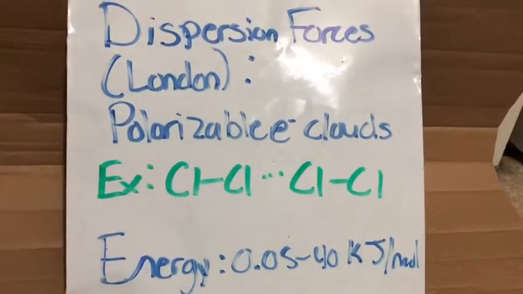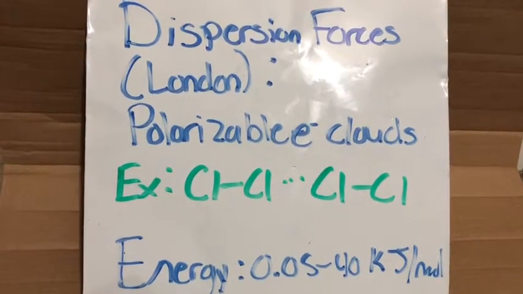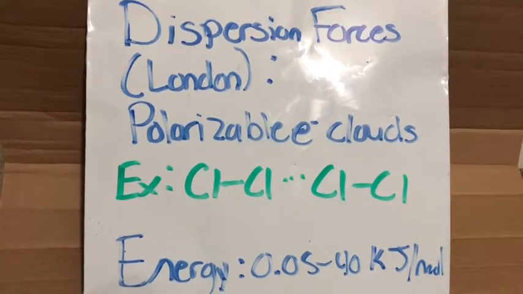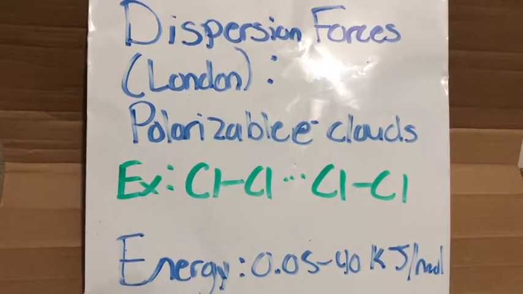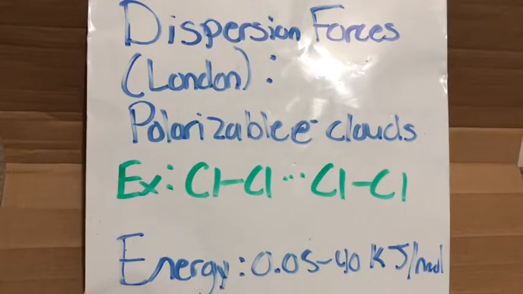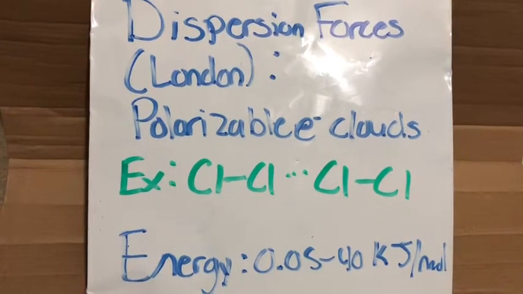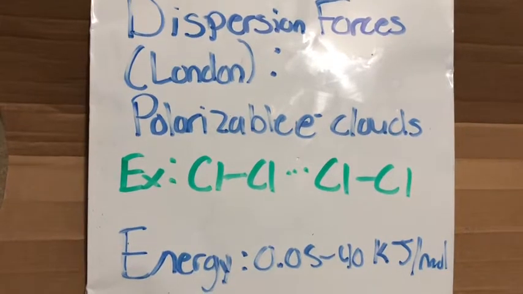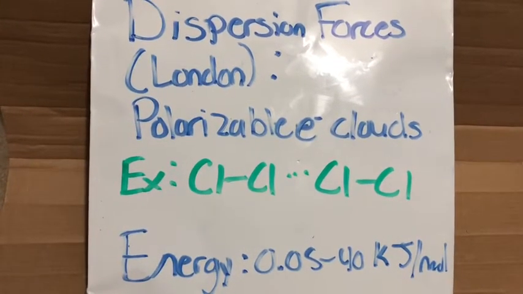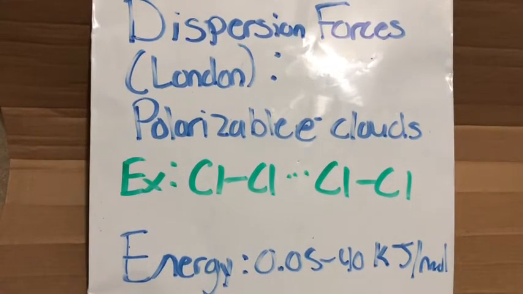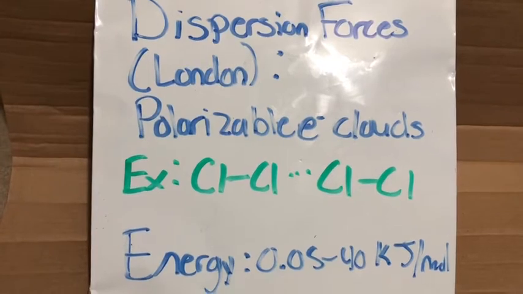The last type of force that we'll talk about are London dispersion forces. These are characterized by interaction of molecules that both have polarizable electron clouds. For example, chlorine gas interacting with another molecule of chlorine gas generates a dispersion force. The energy associated with this force is between 0.05 to 40 kilojoules per mole.